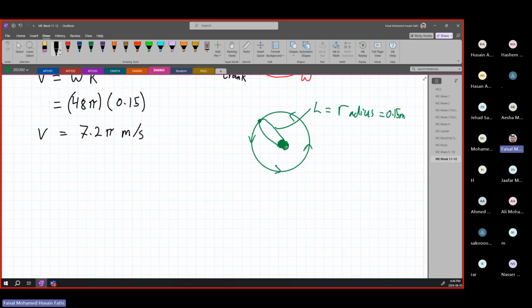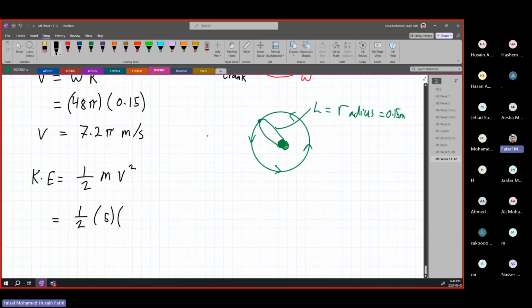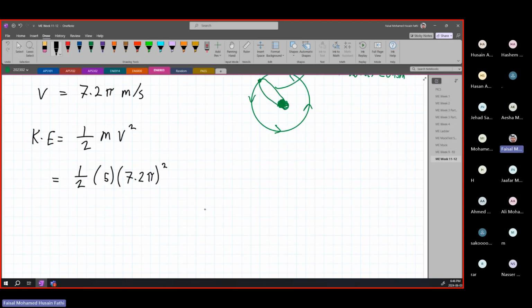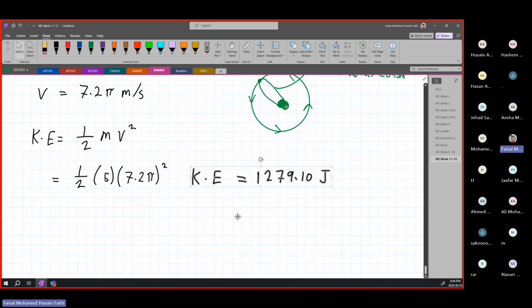So now that we have found velocity, we can say that the kinetic energy is equal to half mv squared, which is equal to half. The mass was given to be 5 kilograms. Velocity is 7.2 pi squared. All right. Now, kinetic energy, or the maximum kinetic energy, you could say, is going to be 7.2 pi squared times 5 times half, which is 1279.10 joules. All right. So this was the first part. We have found our kinetic energy.